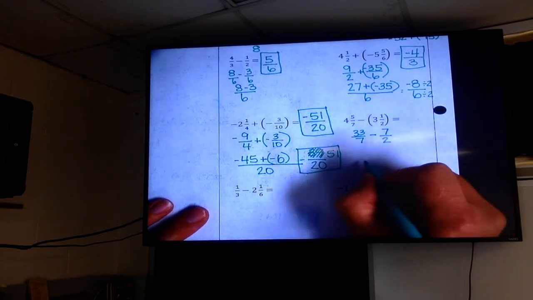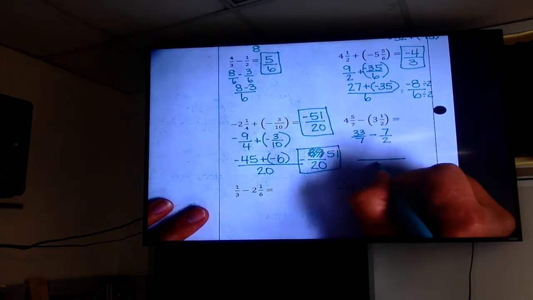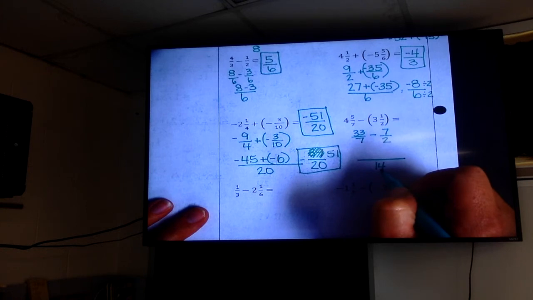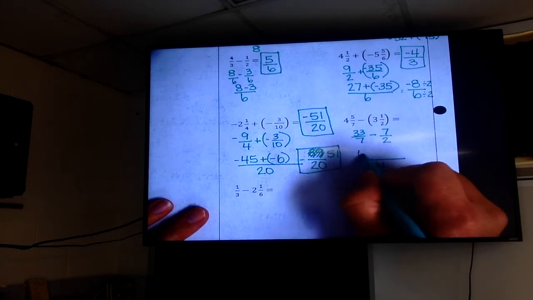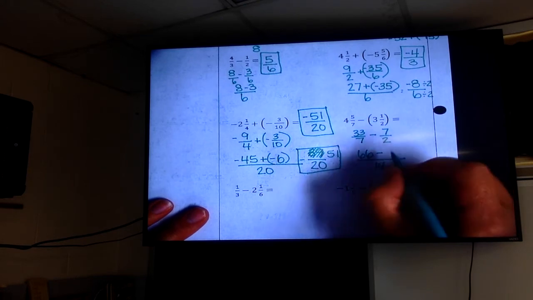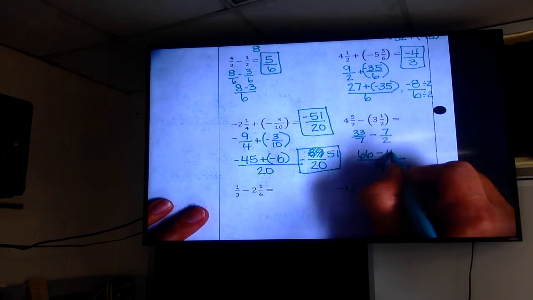Okay, so then we need to find a common denominator. And I know the smallest common denominator of 7 and 2 is 14. So 7 times 2 gave me 14. 33 times 2 is 66. Minus 2 times 7 gave me 14, and 7 times 7 is 49.